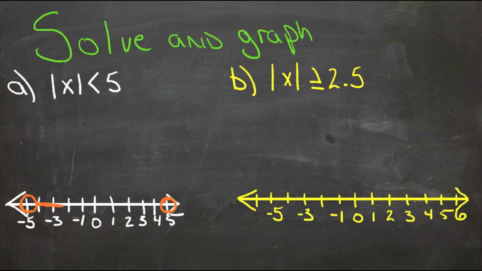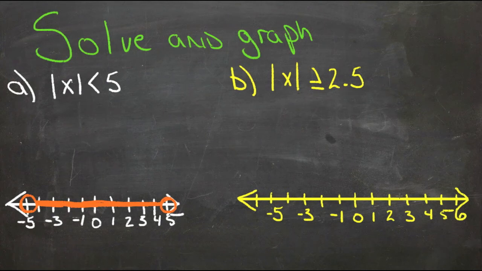So this really represents all the numbers between negative 5 and positive 5. Anything else doesn't work, but anything in between them, the absolute value is still going to be less than 5. Another way to say this is that this represents all numbers whose distance from 0 is less than 5. Now the other inequality here, we have the absolute value of x is greater than or equal to 2.5.